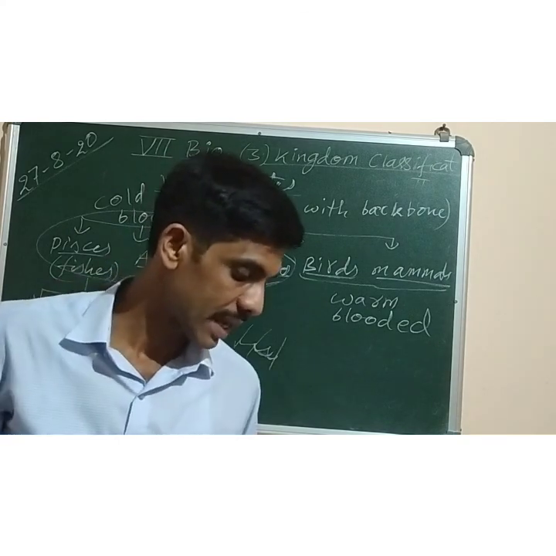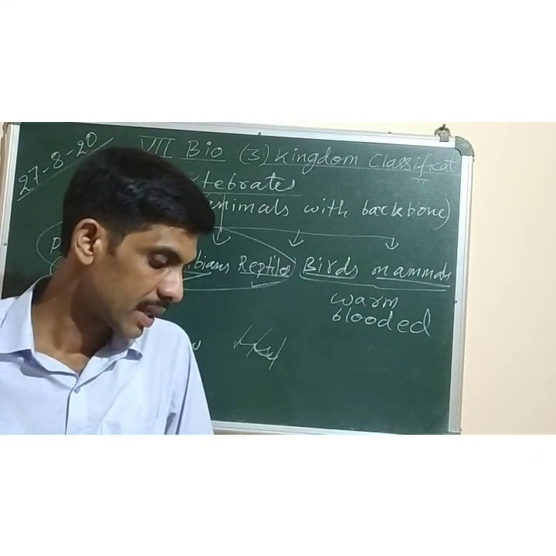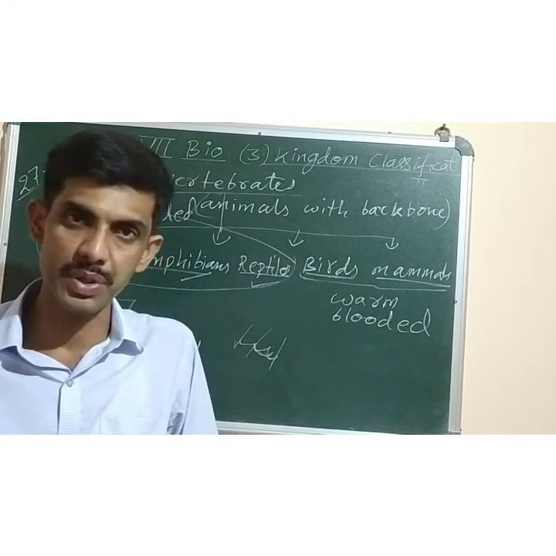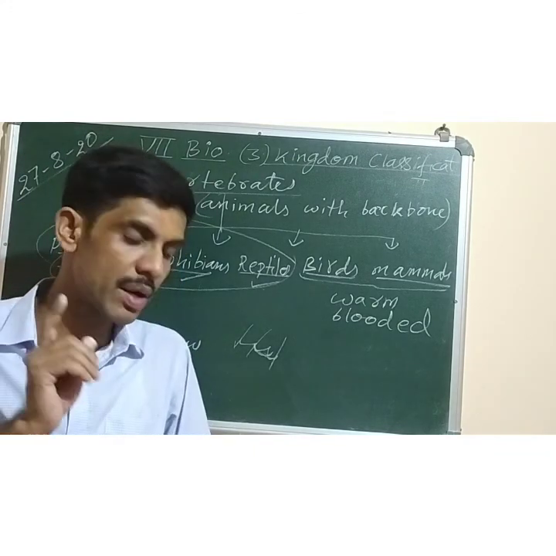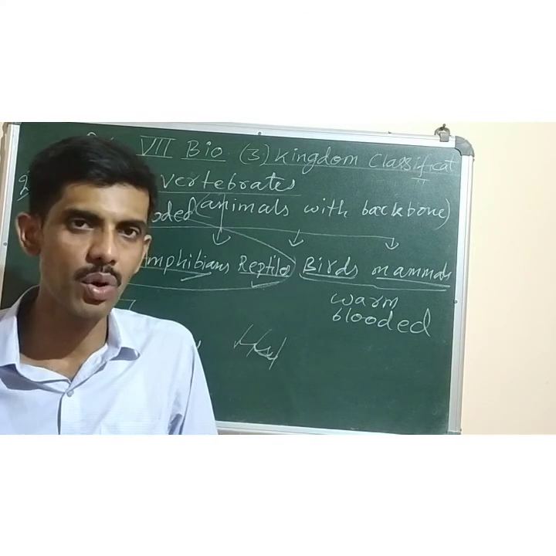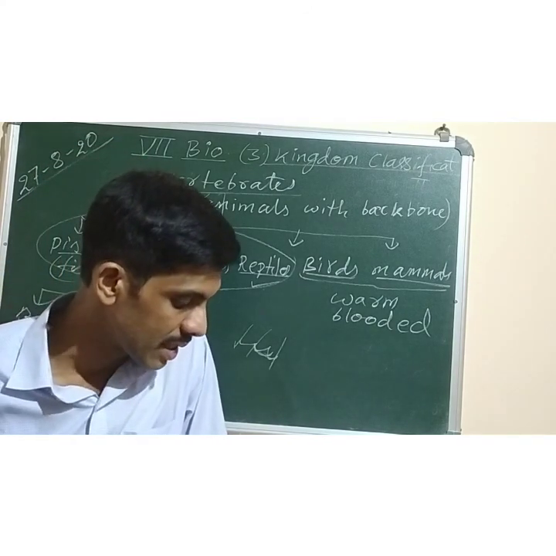So what are the exercises? Questions on page number 65. Give 2 examples of animals belonging to each of the following groups. You can try it as homework. Like number 1, Pisces, that is fishes. Any 2 fish names you have to write. What are they? Rohu, Katla you can write, salmon you can write, okay? Or you can write the shark also.